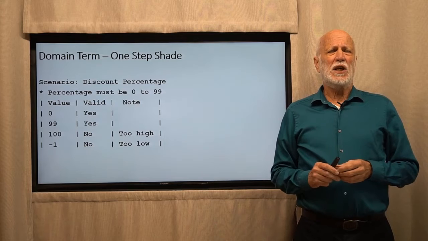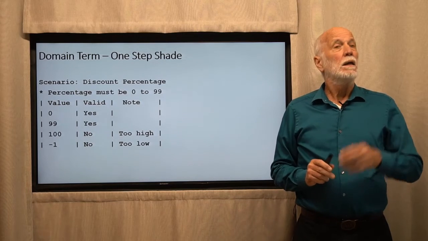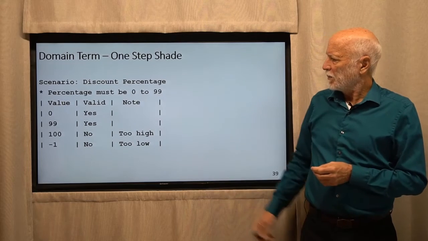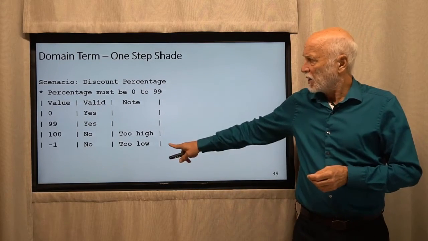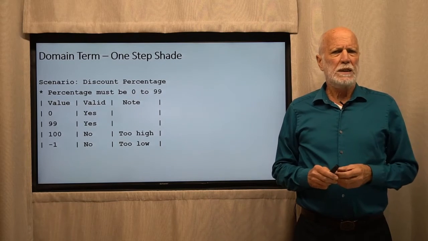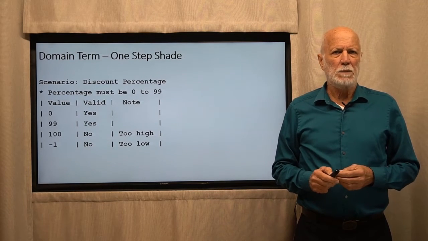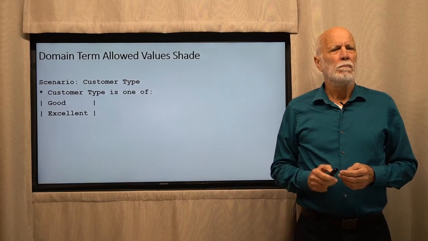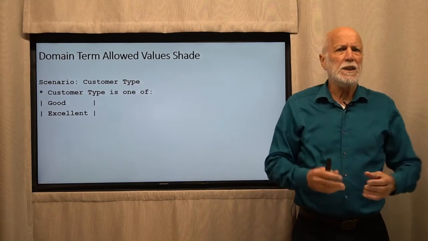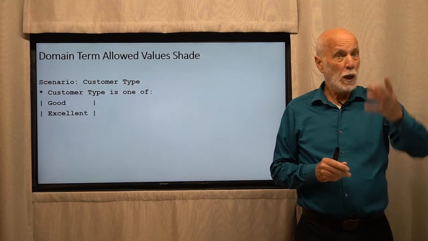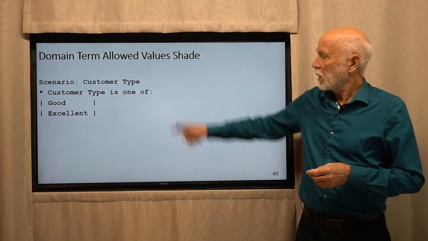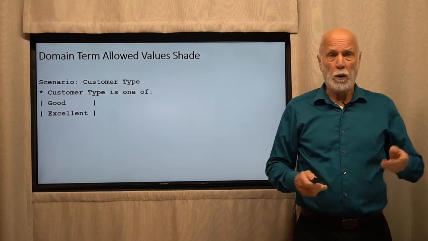But we have a second shade that we can apply to this, the single step. We can simply just say percentage must be 0 to 99 and just list them, one step def in the implementation. And we could have domain terms that we simply list what the allowed values are, i.e. the equivalent of enumeration. So the customer type is going to be one of good or excellent.